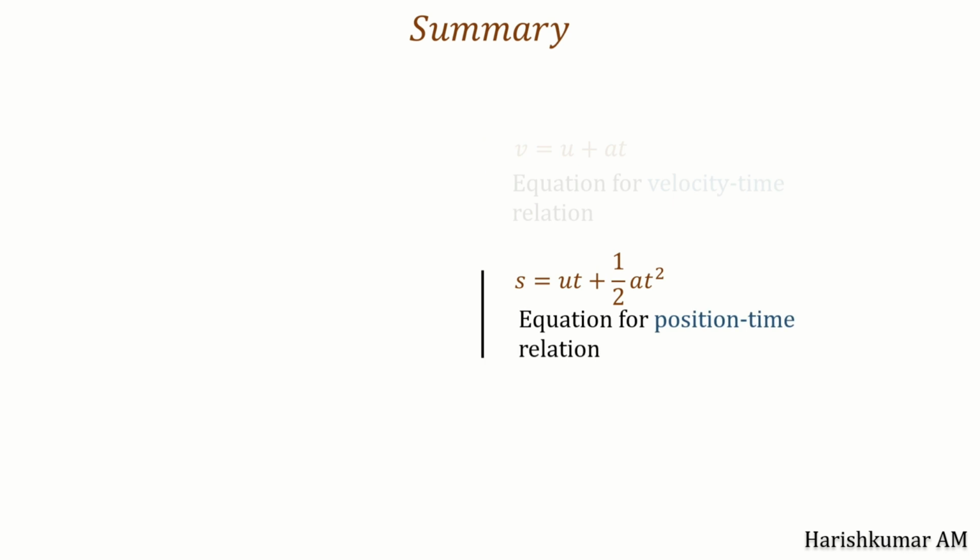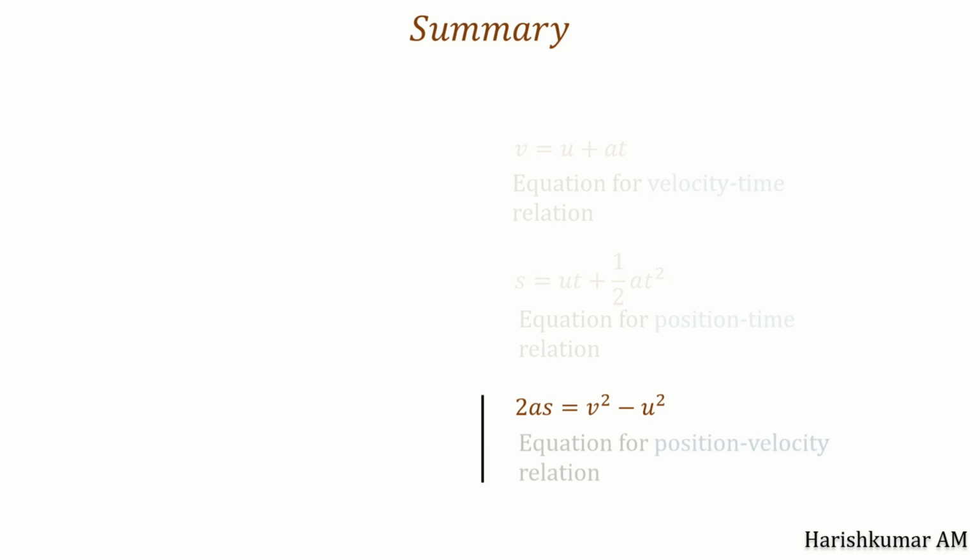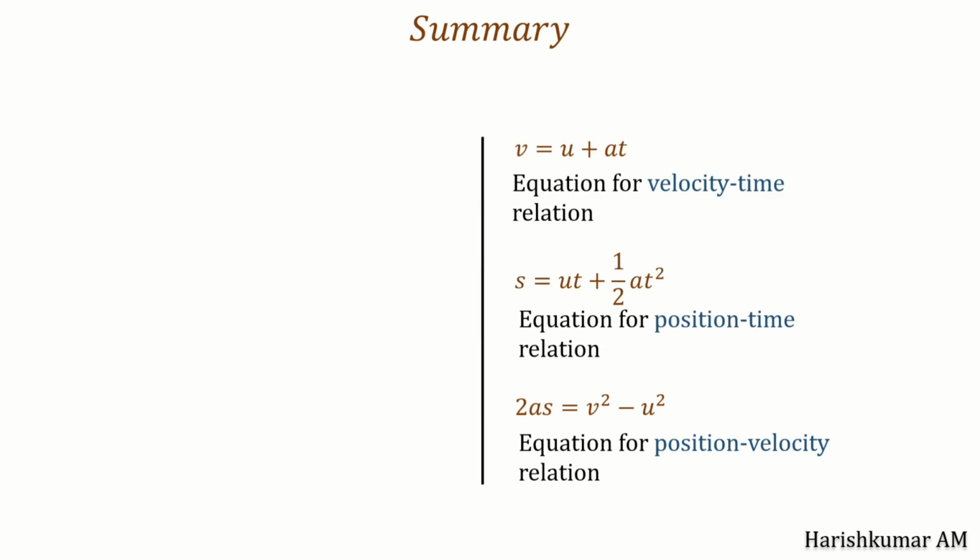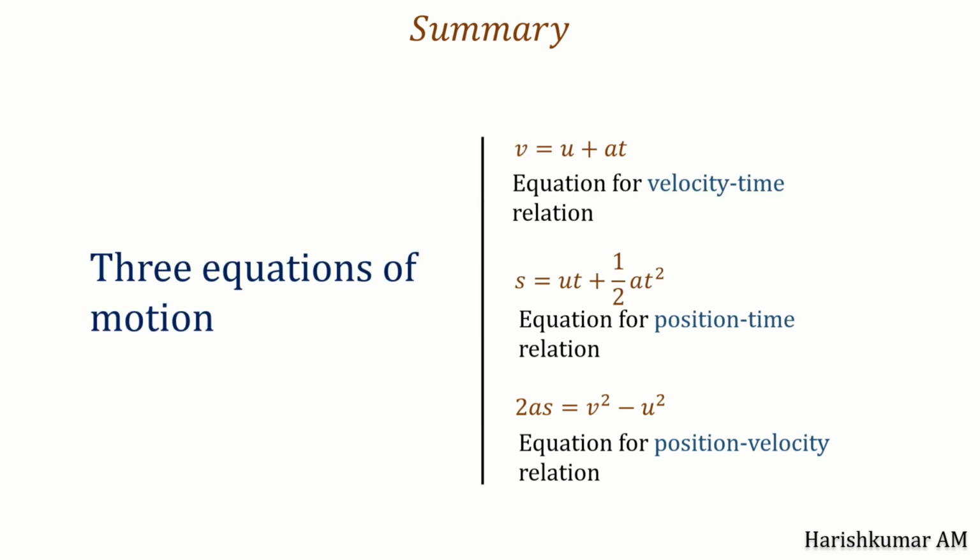Let us summarize the things which we have learned. The first equation of motion is called the equation for velocity-time relation. The second equation of motion is called the equation for position-time relation. And the third equation is called the equation for position-velocity relation. Together, they are known as the three equations of motion.